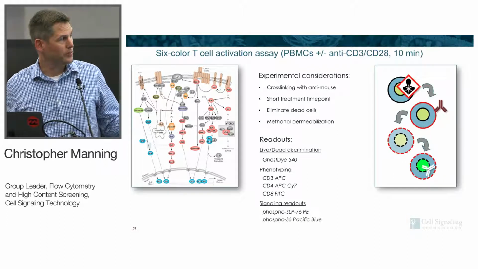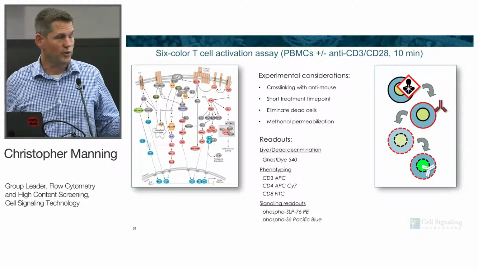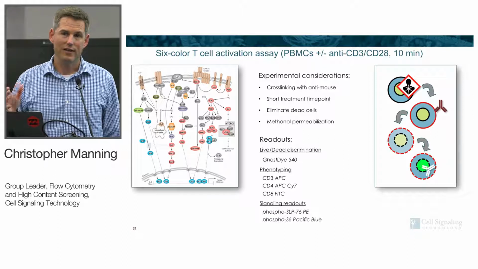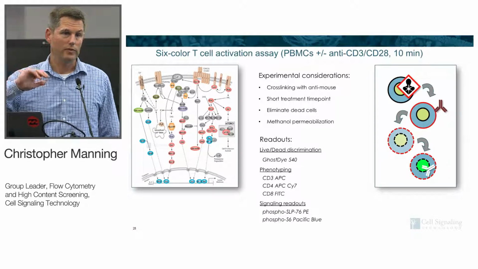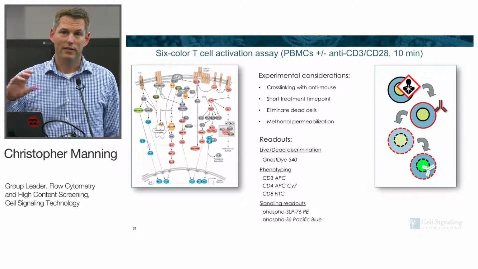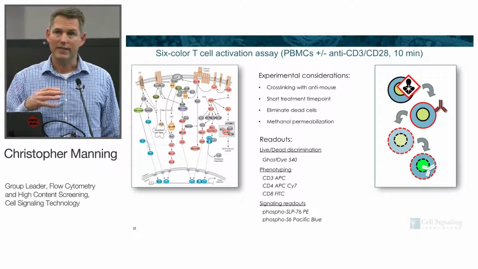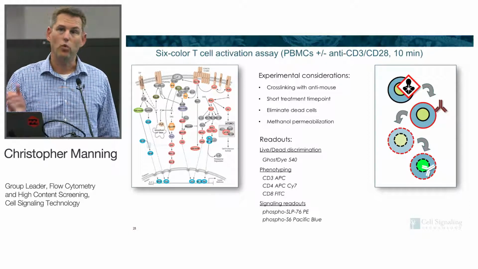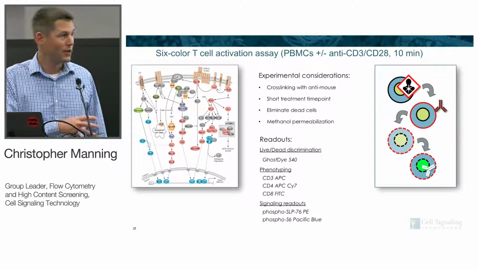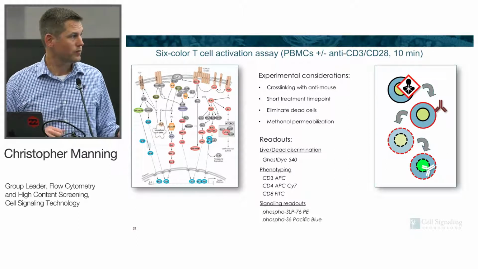So what I chose to do is use a ghost dye. This is a fixable viability dye. These are great if you haven't used these before. You add them to the live cells. They are fixed and they stay within the cells, so that you know what was live and what was dead at the time of fixation.